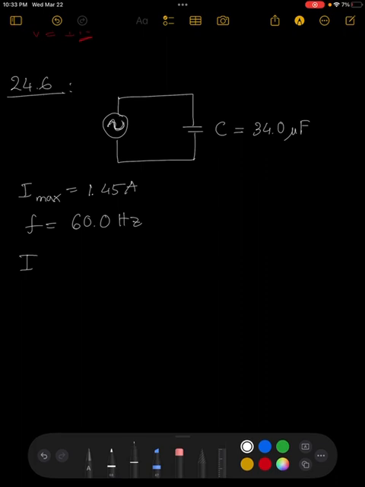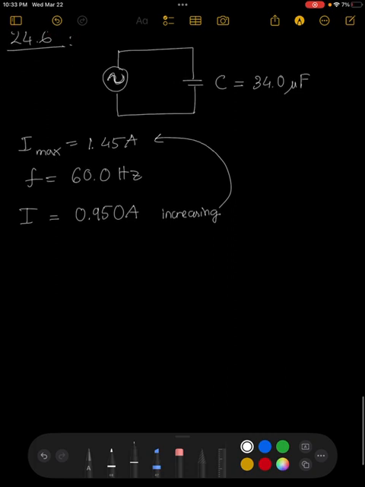At a given time, the current flowing through the capacitor, so the instantaneous current, is 0.95 amps and increasing. So technically, yeah, it's increasing until it reaches the maximum value, right? So at a given time, your instantaneous current is 0.950 amperes. What is the voltage across the capacitor at this time? So what is your voltage at this time?